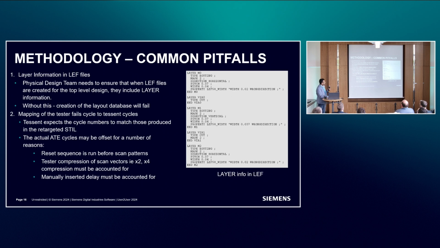The second one is something that I've touched on, where we need to find a way to offset or synchronize your AT log files to Tessent cycle numbers. If you're not providing that correctly, then we would end up having problems in generating the diagnosis, right? So reset sequence is one. The second one is the compression of your scan vectors. If you're using X2 or X4, we need to find a way to synchronize as well. And any other manually inserted delays must be accounted for as well. Without that, we would potentially not have a proper diagnosis report. We had some issues with that. So that's the reason we want to highlight it.